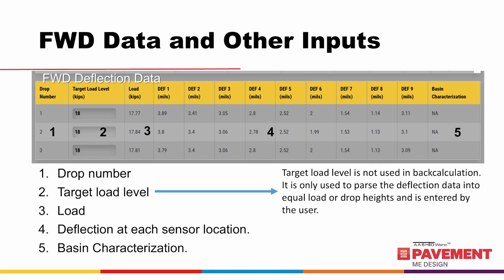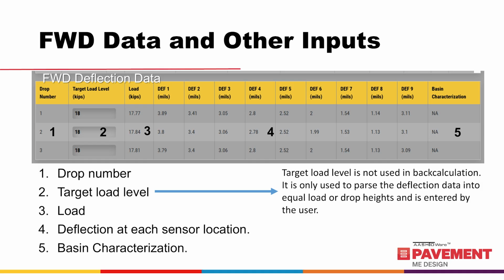Let's go through the definition and explanation of each column on this screen. The drop number is as defined for the previous slide and simply is a consecutive listing of the FWD drops and corresponds to the deflection data that was presented in the previous file. This tabular listing is available for each test point location and drop.